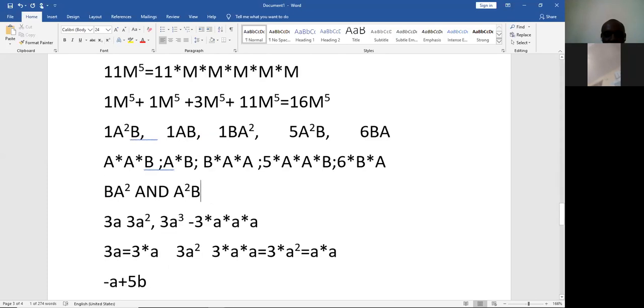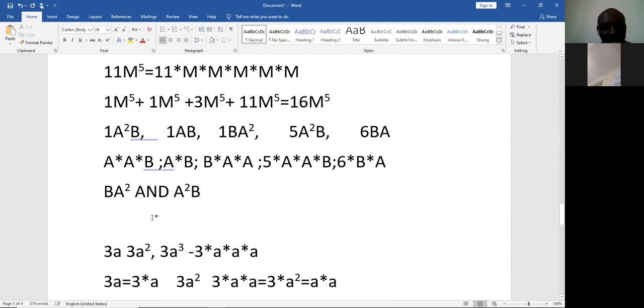I want to show you what this means. Now, let's say A is equal to 1, and B is equal to 2. What would we have said here? B multiplied by 1 times 1. That is 2 multiplied by 1 multiplied by 1.